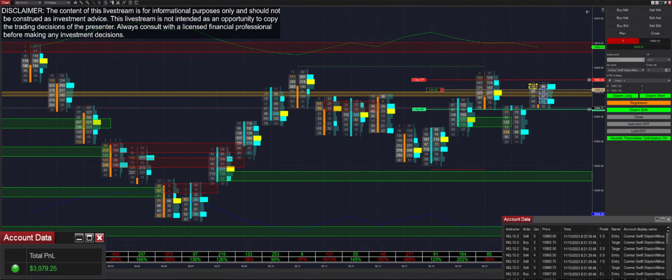Looks like we got filled short here. Almost got filled there. A little bit frustrating. Almost touched our take profit there, but it's what it is.